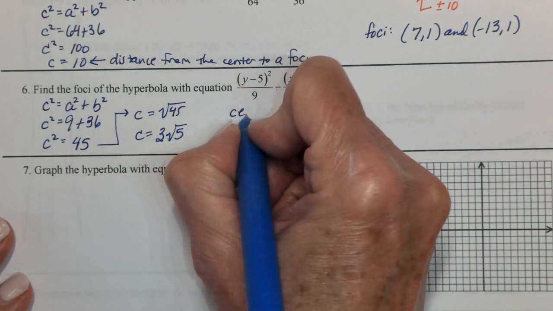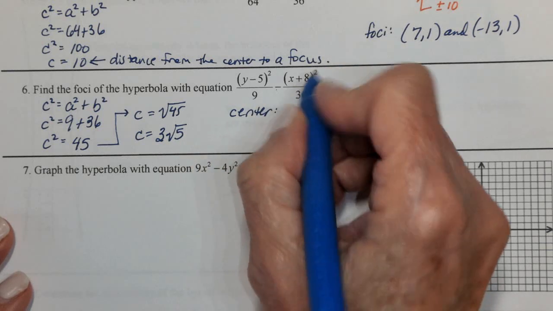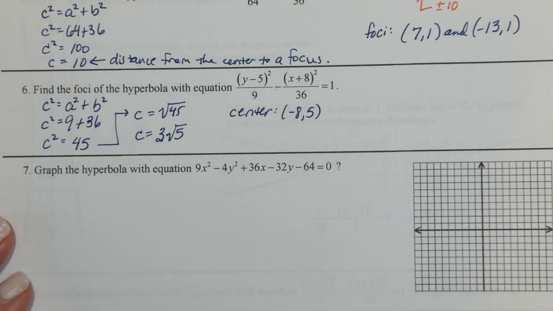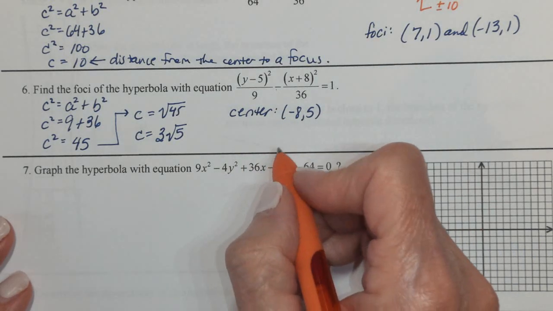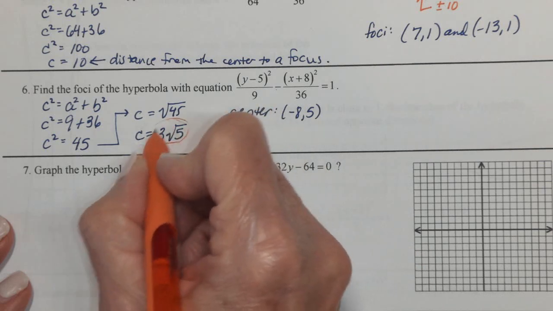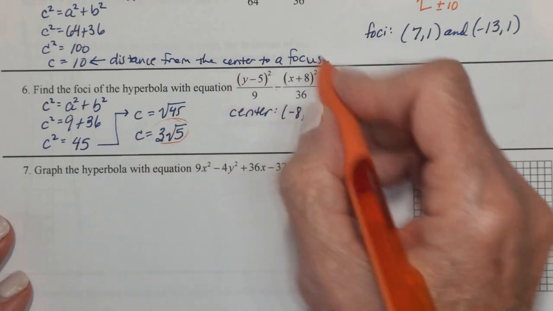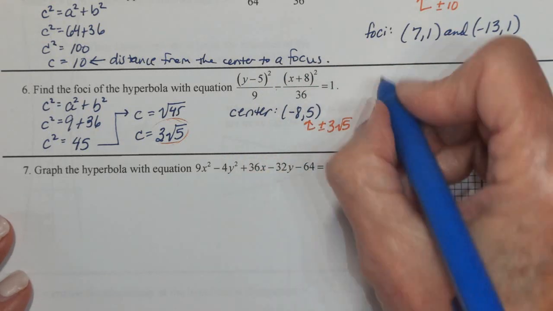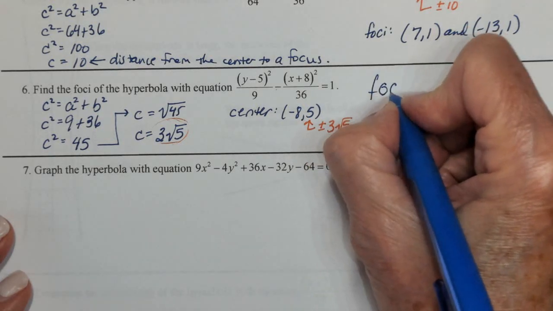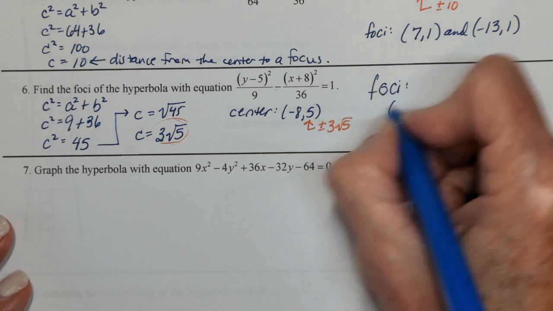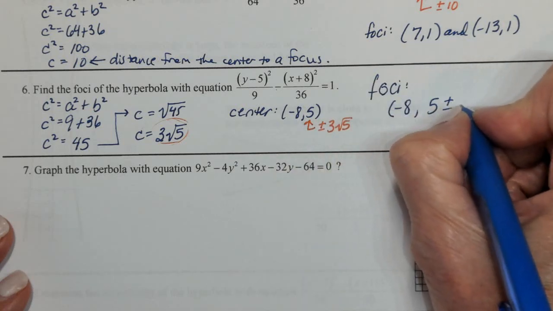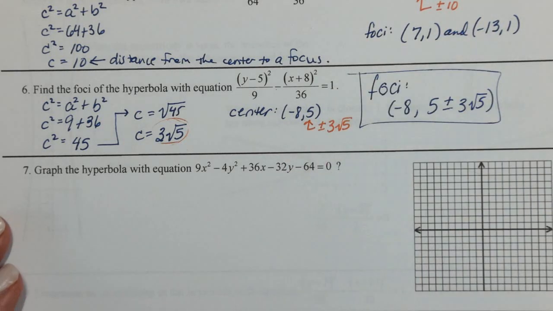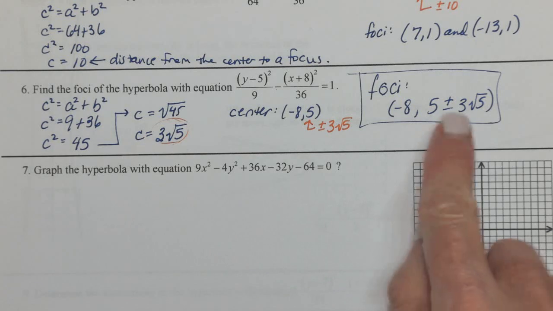So my center is the point -8, 5. And so to get the foci, I add and subtract 3 square root of 5 from the y coordinate of the center. Add and subtract 3 square root of 5. So my foci will be the point -8, 5 plus and minus 3 square root of 5. If you prefer to write them as two distinct points, not all in one, that's fine.